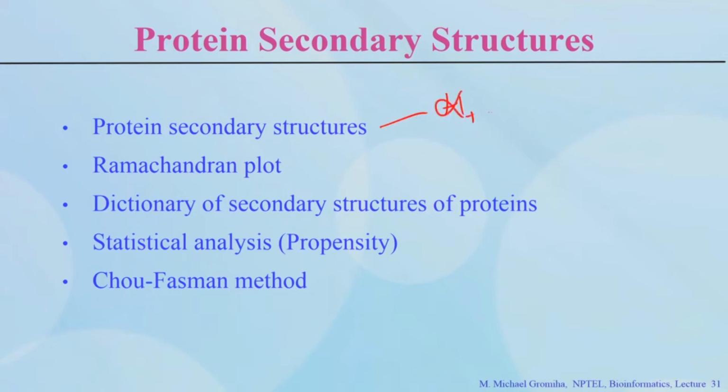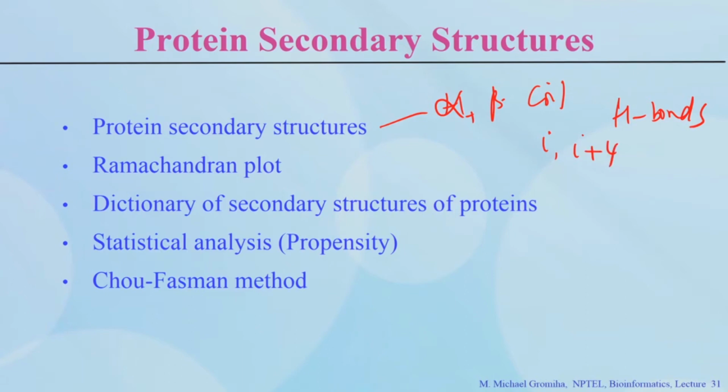Helix, strand and the coil, right, turn coil, right. So, what are the major interactions for the secondary structures? Hydrogen bonds, right. Hydrogen bonds between main chain atoms or side chain atoms? Main chain. It is mainly main chain atoms, right. How are the helices formed? I and I plus 4 between the NH and CO groups, right.